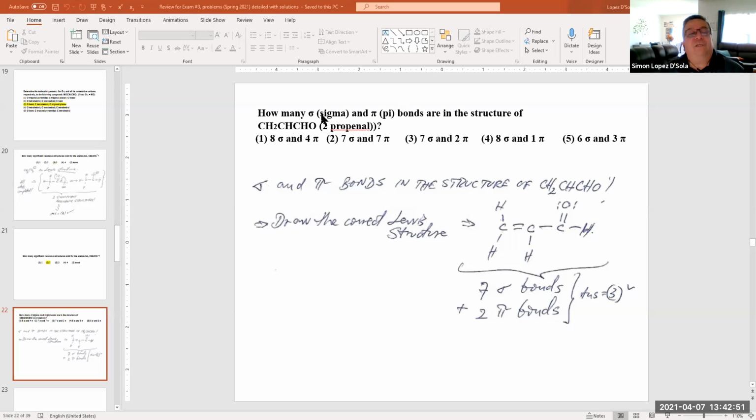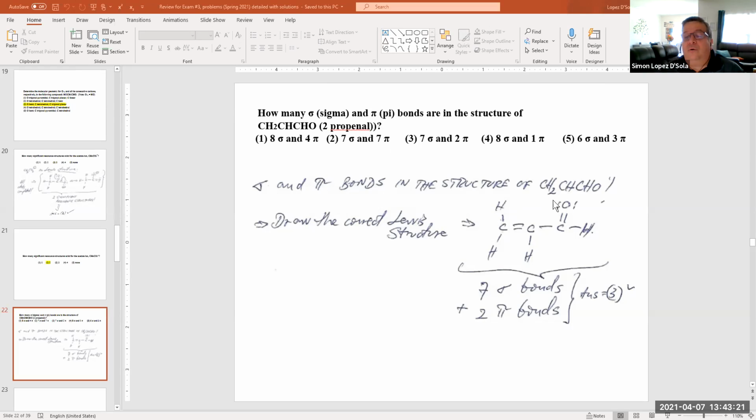Okay, so we have this molecule CH2CH-CHO. That molecule is 2-propanol. And the question is asking you about how many sigma and how many pi bonds you will have. Again, you will have a question like this on the exam. Not exactly the same, but related to. So be careful about sigma and pi bonds in organic structures on the exam. So in this case, the number of sigma and pi bonds in the structure is the question.